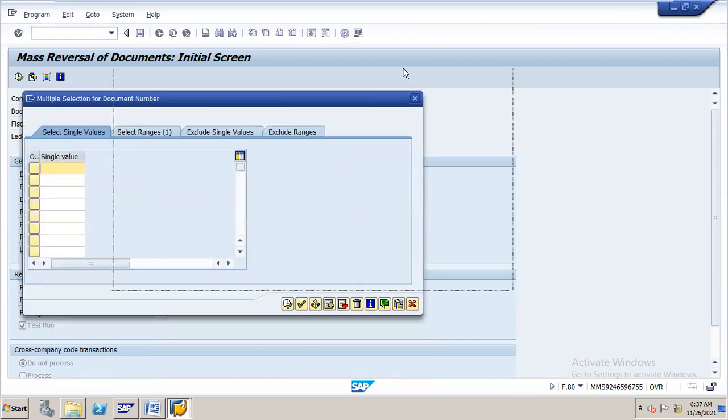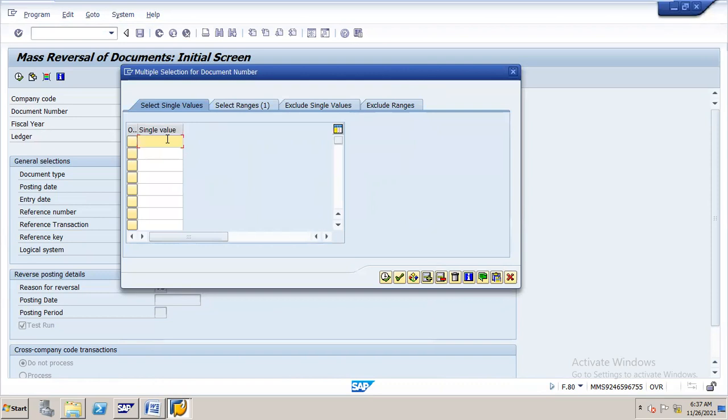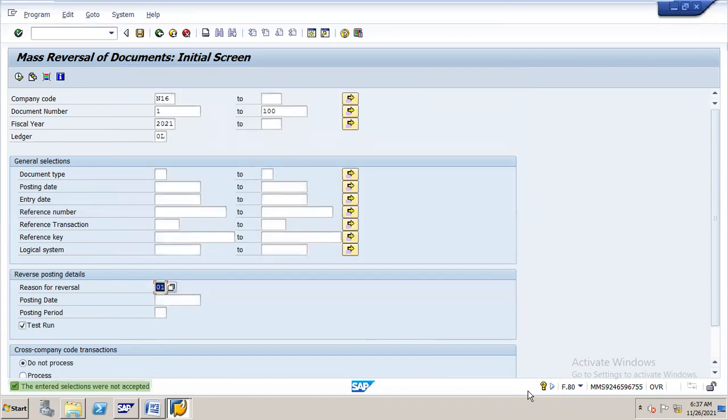Suppose I don't want reversal, these are the document numbers. So by giving that, you can also exclude a number range from reversal. So here in F.80, we can reverse multiple documents. I'm not going to do this, okay? We don't have multiple documents. I'm just showing, okay? F.80. Next.